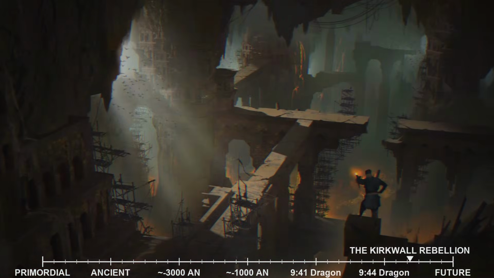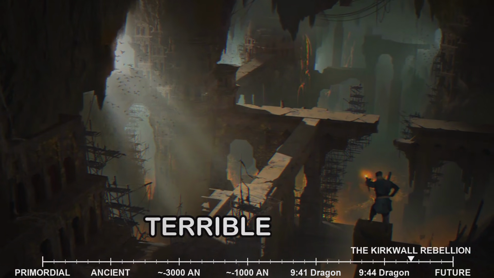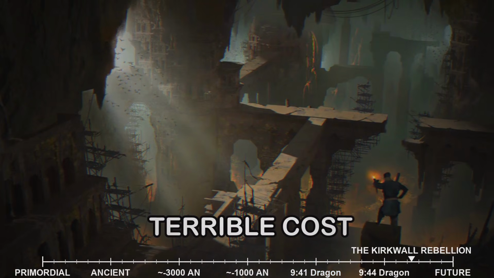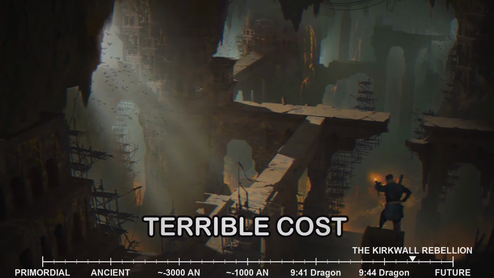The Deep Roads expedition, while ultimately successful in its primary objective, came at a terrible cost, a stark reminder of the brutal realities of Thedas. The Blight, though seemingly contained, still lingered in the deepest parts of the world.